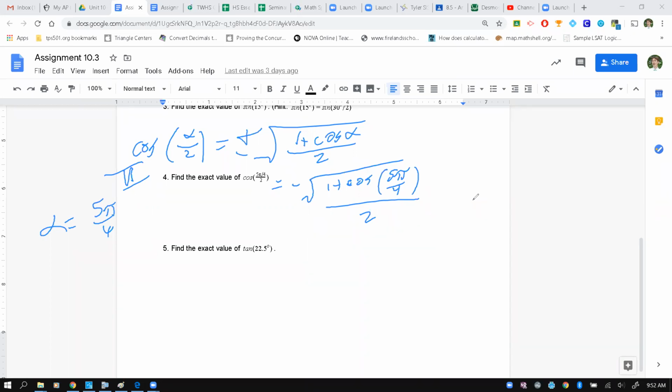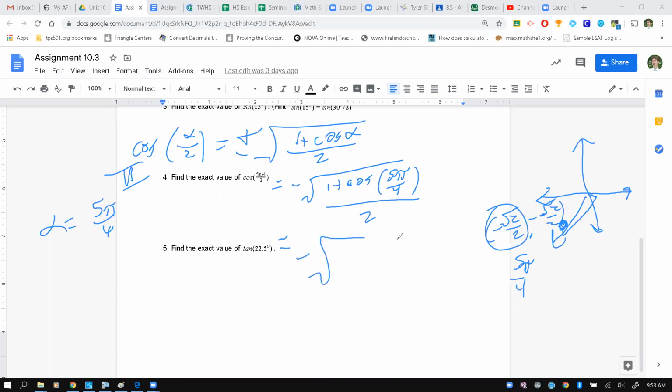All right, and then what is 5 pi over 4? So we look at our unit circle. 5 pi over 4 is right here. It has negative square root of 2 over 2, negative square root of 2 over 2. And again, the cosine is the x value here. So this becomes the negative square root of 1 minus the square root of 2 over 2, over 2.